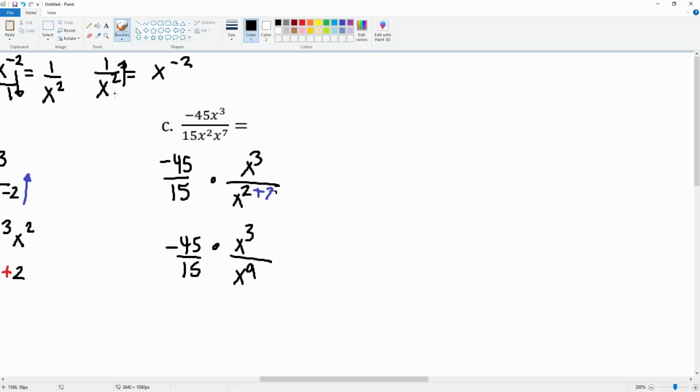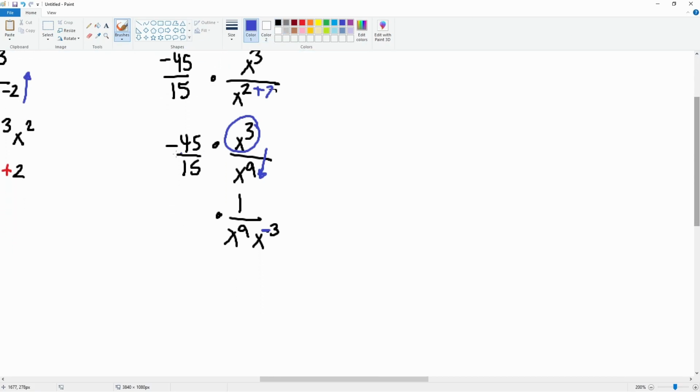Now, I want to combine the exponents, so I'm going to move this one down, because it has a smaller exponent. The x to the 9 is still on the bottom. Now it's x to the minus 3, because on top it was x to the positive 3. Okay, and let me bring down that negative 45 over 15 as well. That negative 45 over 15 becomes a negative 3 over 1.